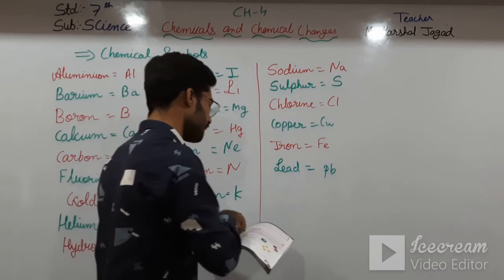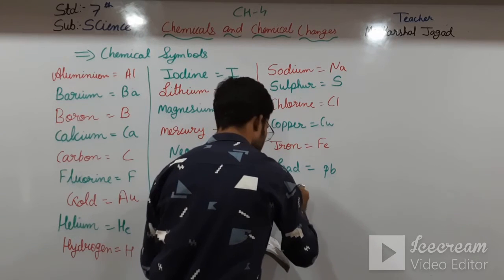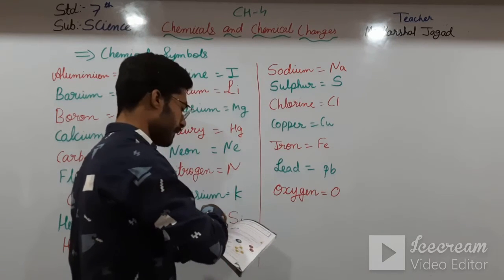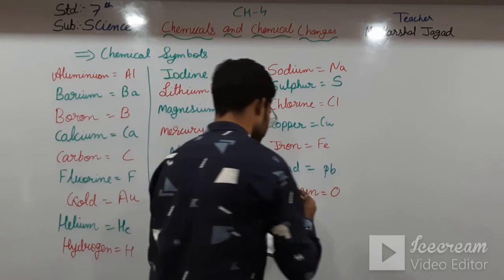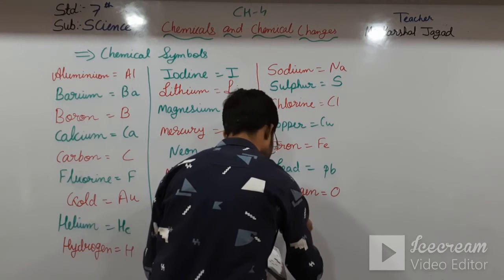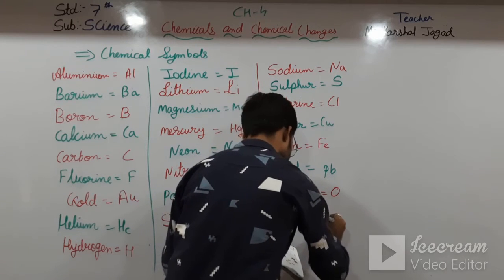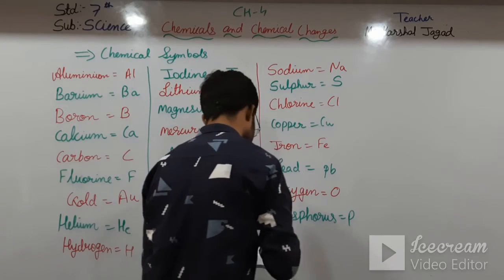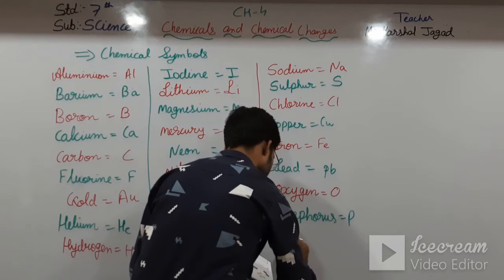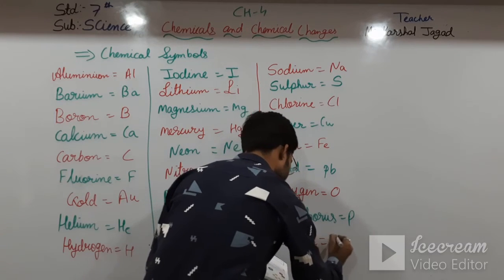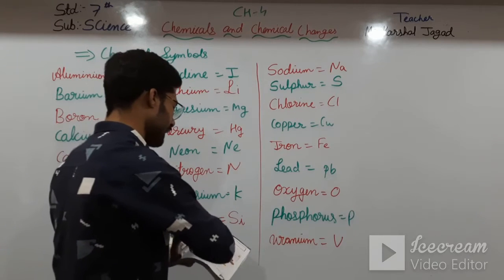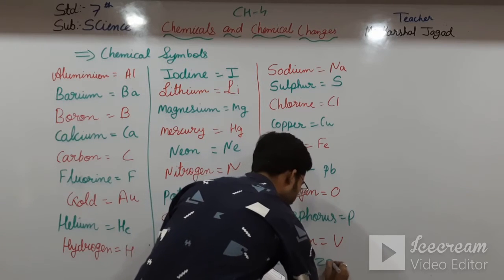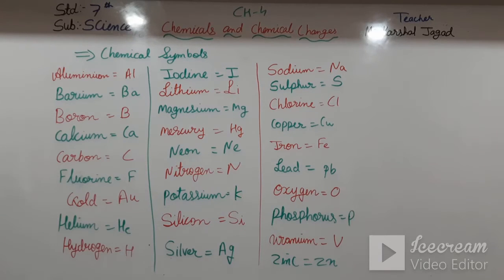Oxygen, that is O. Phosphorus, that is capital P. Then coming uranium, that is capital U, and at last that is zinc, that is Zn. Okay, that is Zn.